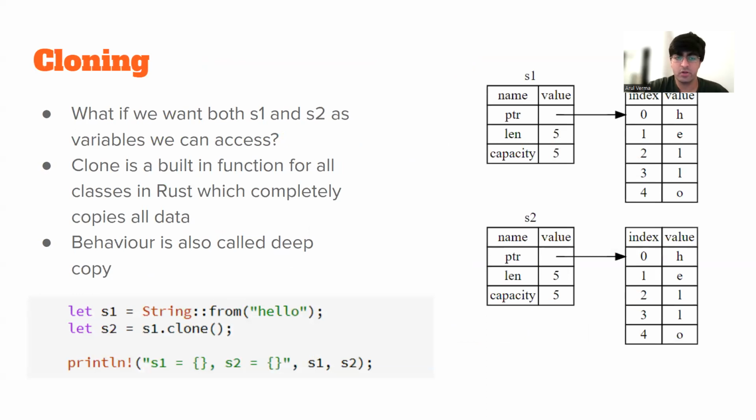So the alternative to copying is cloning. What if we want both S1 and S2 as variables we can access? Deep copying or cloning is the answer. Clone is a built-in function for all classes in Rust, which completely copies all data. You can turn S1 into hello, and you can say S2 equals S1.clone, and we have identical data, the same index, everything, but it's in a new piece of memory. So this is how it's done.